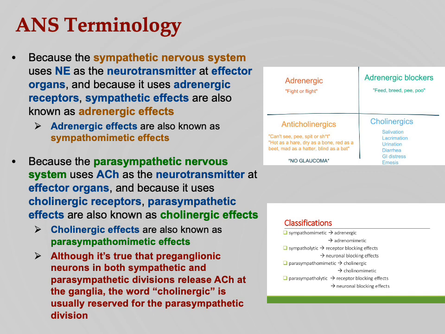Anticholinergics: can't see, pee, spit, or shit. Hot as a hare, dry as a bone, red as a beet, mad as a hatter, blind as a bat, right? Cholinergic: salivation, lacrimation, urination, diarrhea, GI distress, emesis, SLUDGE. That's a little different than the one I gave you. That's cute. Adrenergic blockers: feed, breed, pee, and poo. So it's all cute. Nurses, they love to have cute things.